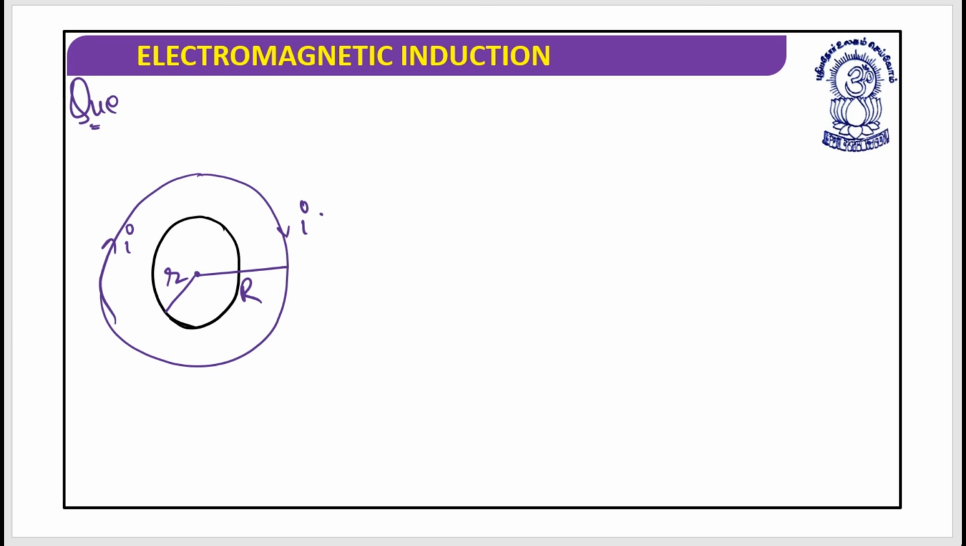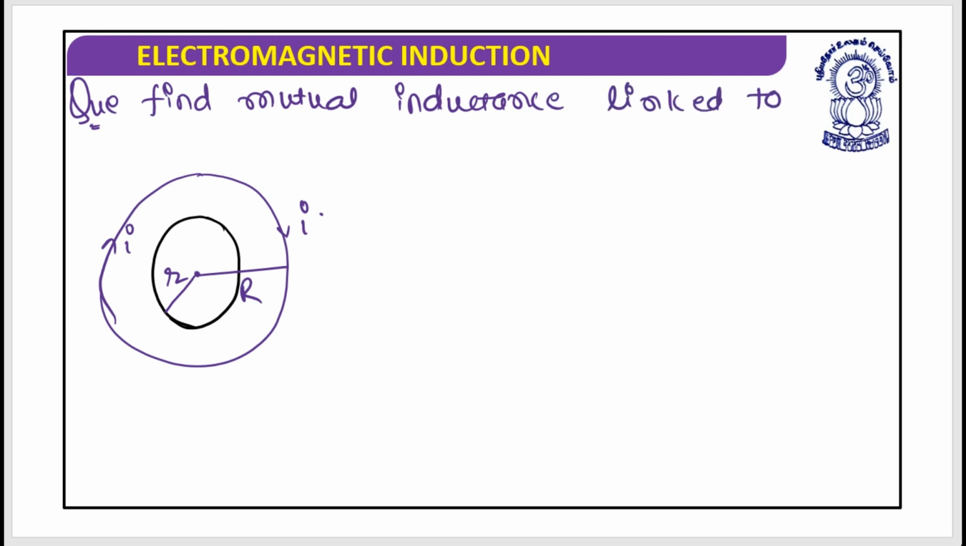So the question says, find mutual inductance linked to the smaller coil. Find out mutual inductance linked to the smaller coil. This is the question. So when I write M, I must understand this is phi by I.